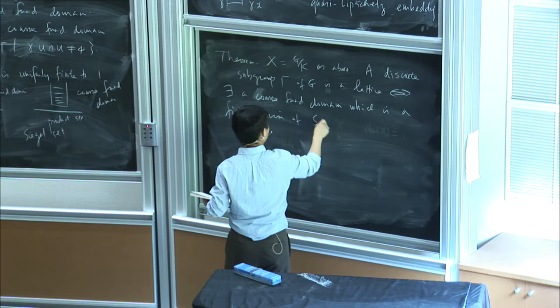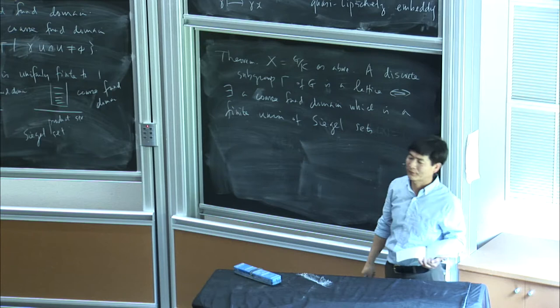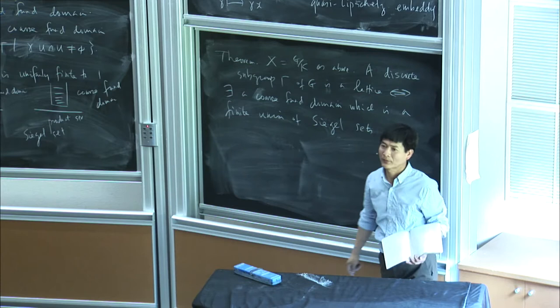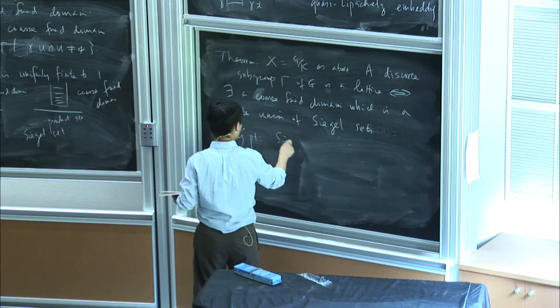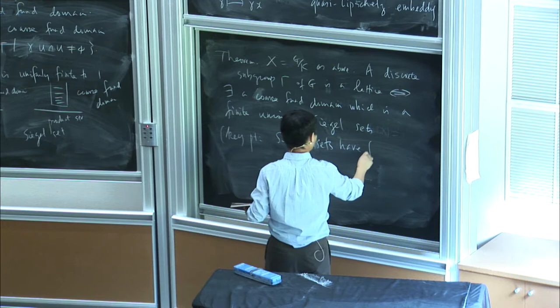Okay. For example, Margulis's arithmeticity theorem is used here. The key point is that your Siegel set has a good structure, has finite volume, and simple structure.